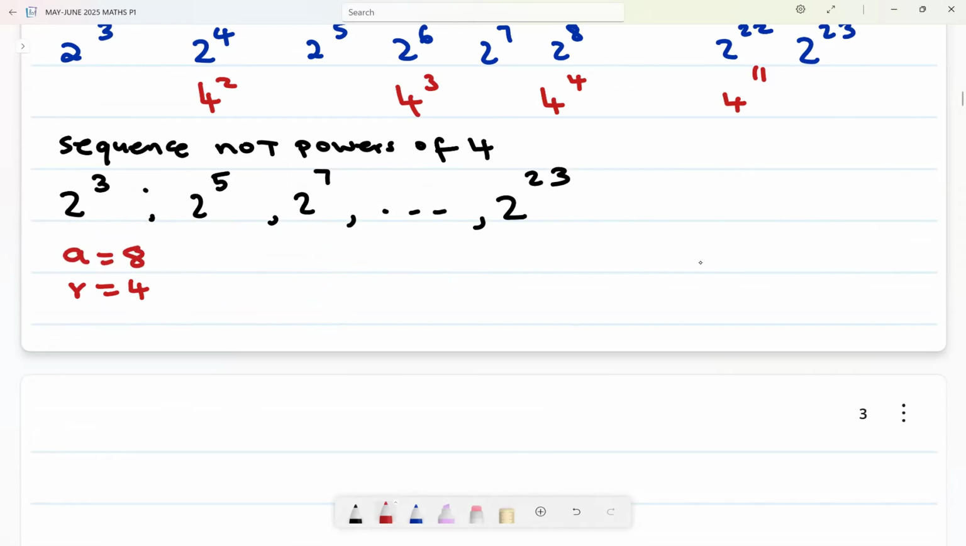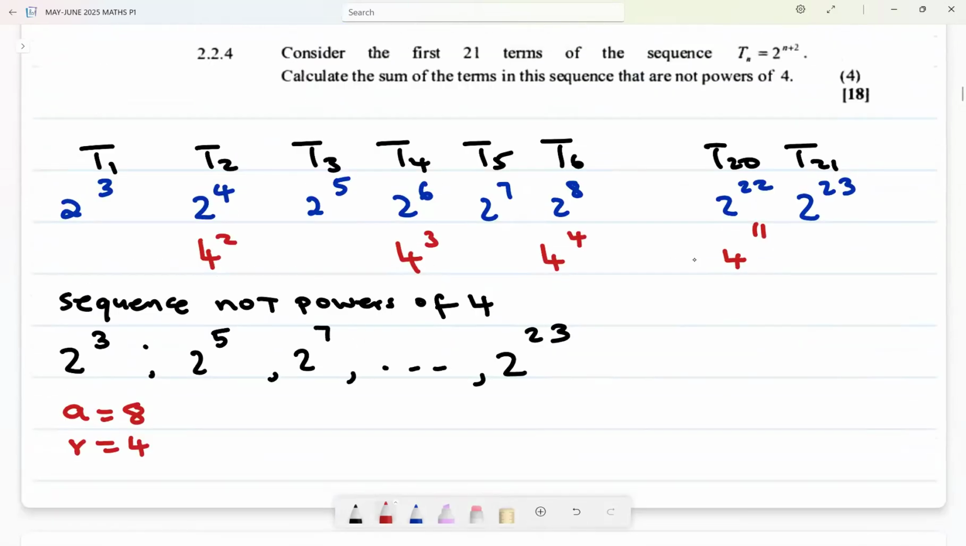Okay? So how many terms do I have? Don't hesitate or try to do something. How many terms do I have in total? 21 terms. How many terms are... Can you see? T1, T3, T5 are the ones that cannot be expressed to the power of 4.